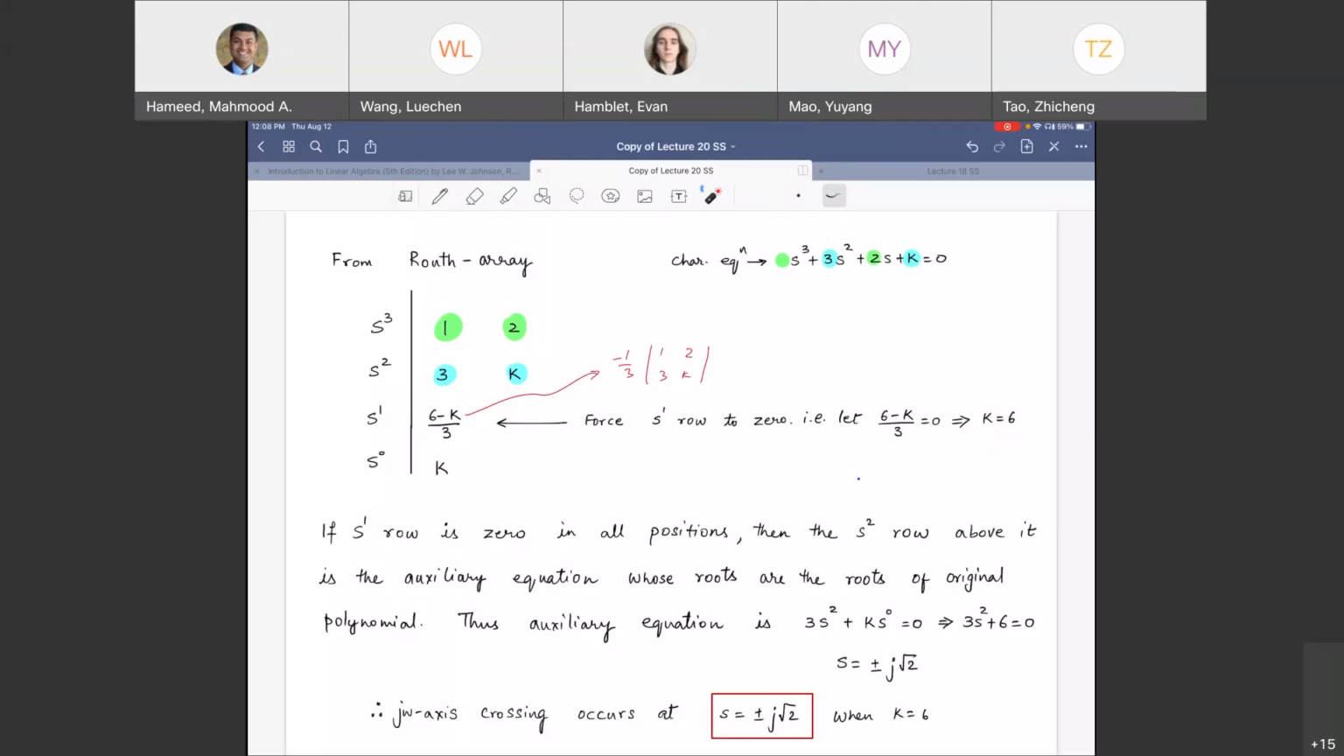When K is 6, right, the equation over here is going to be 3s squared plus K times s raised to 0, right here, for s squared. With K equals 6, substitute that, you will see that the value of s is plus or minus j square root 2. So you can use this to find out where it crosses the j omega axis and what is the value of K corresponding to that.